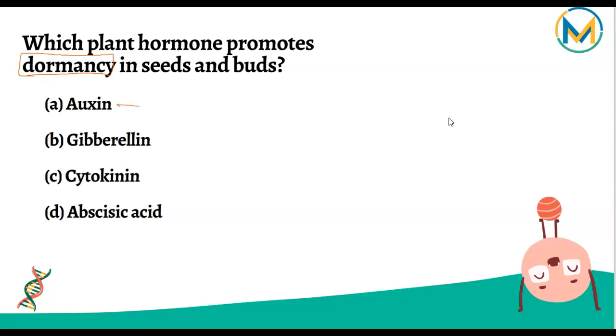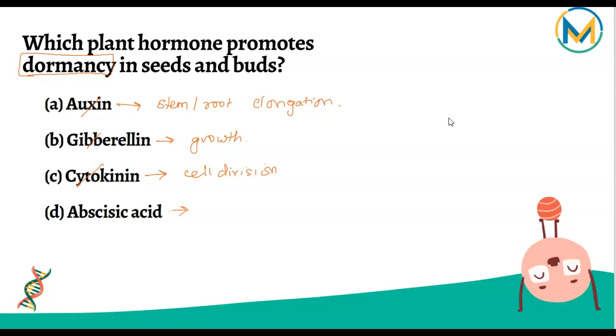So here we have auxin. Auxin is basically responsible for stem and root elongation. So it's definitely not auxin. Then you have gibberellins. Gibberellins are responsible for the growth of the plant to make the plant taller. So gibberellin is also not the answer for this. Cytokinin is responsible for cell division. So this is also not responsible for dormancy of the seed.